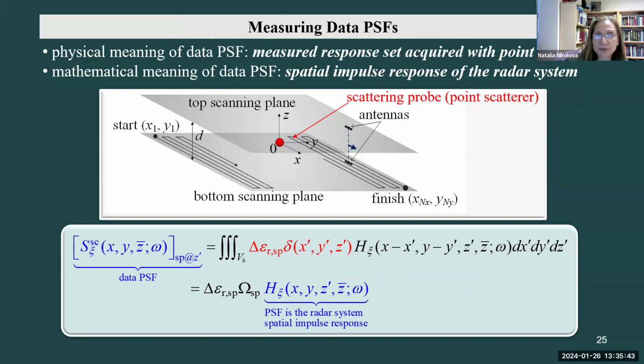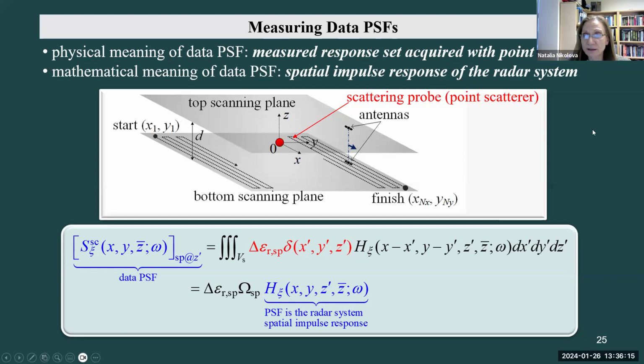Now, the PSF, as I said, the physical meaning is that it is the measured response acquired with a point scatterer. So imagine you've got a very small point scatterer in the middle of your imaged volume and you measure it. Well, what you measure is exactly the point spread function of your radar system. In a mathematical sense, the data point spread function is nothing but the spatial impulse response of the radar system.